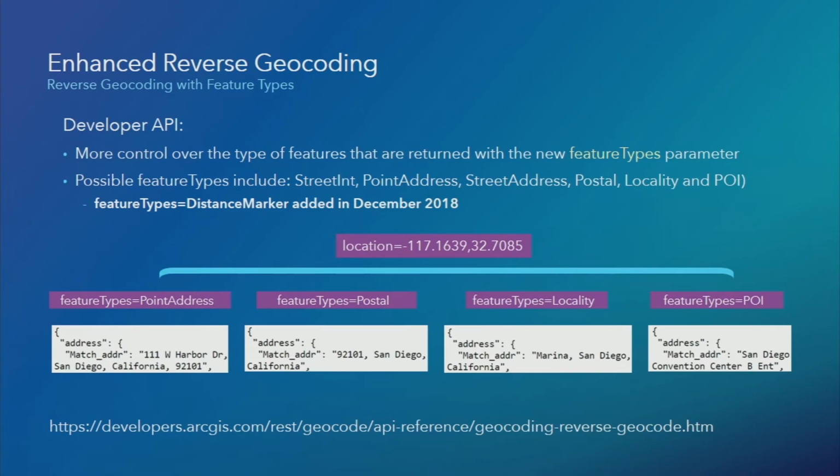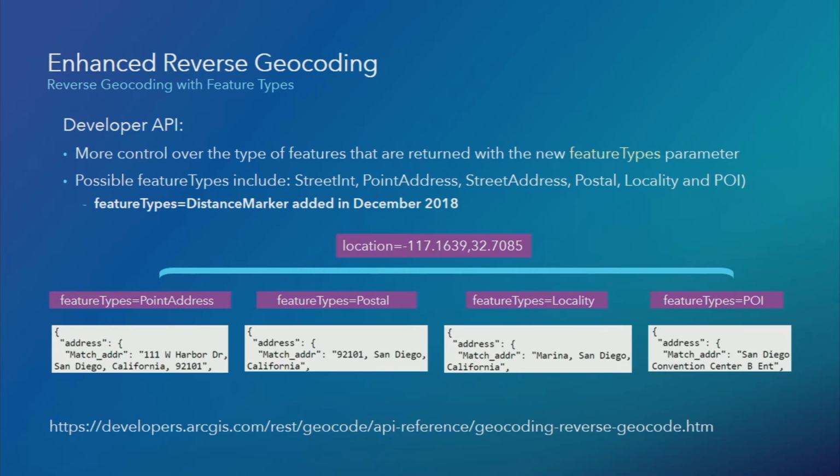We've seen applications in the past where an organization just simply wants to get back the country for a first reverse geocode request. And this feature type capability gives you the ability to return that specific type of result consistently for all your reverse geocode requests. If it's addresses that you're looking for, you can pass an address and always get back addresses.